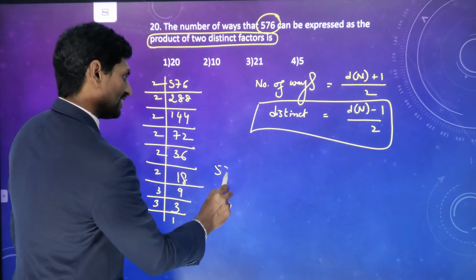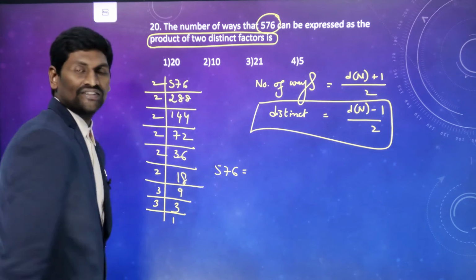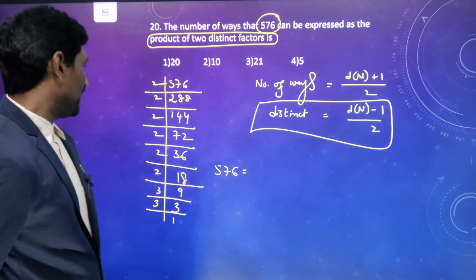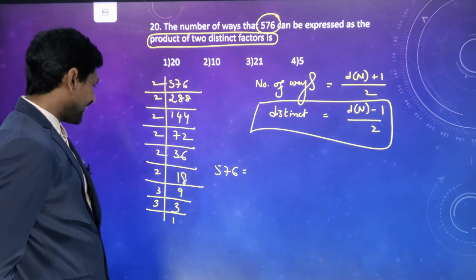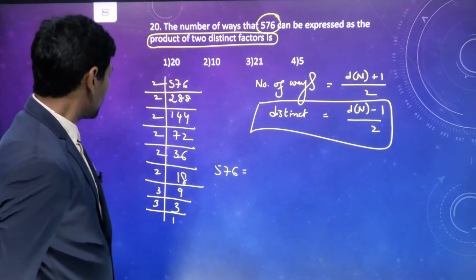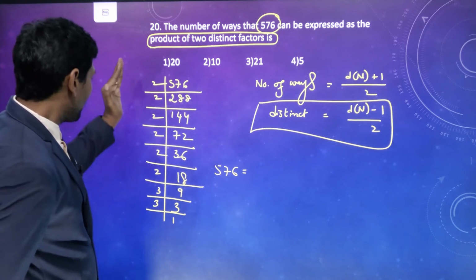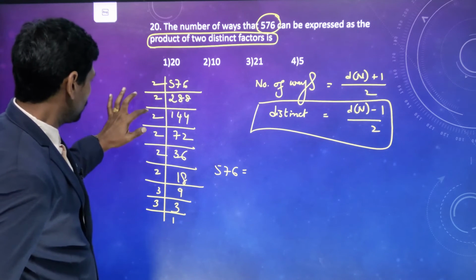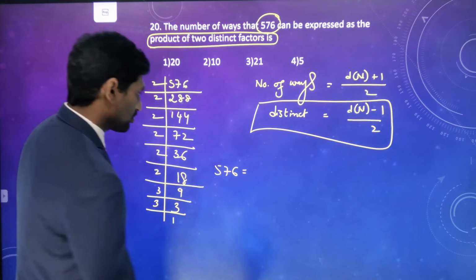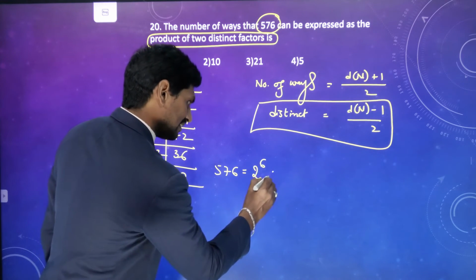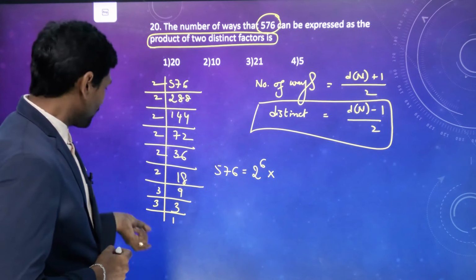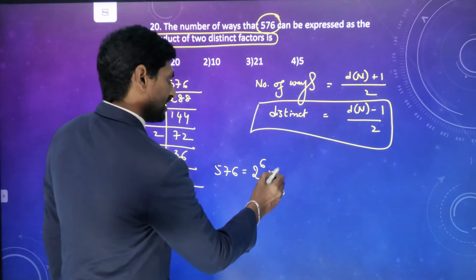So 576 can be expressed as a product of its prime factors. Here I can see two different prime numbers: one is 2 and another one is 3. How many times is 2 present? 1, 2, 3, 4, 5, 6 times. So we can write 2 power 6. And 3, how many times is it present? Here 2 times, so 3 square.